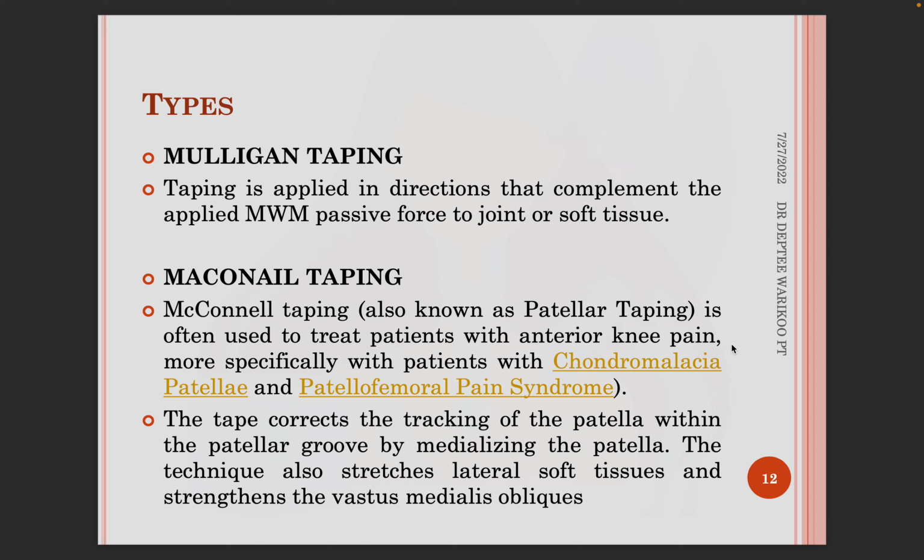Mulligan taping has been shown to be effective in reducing pain in PFPS, and improving balance and gait in subacute stroke patients. Next is the McConnell taping.